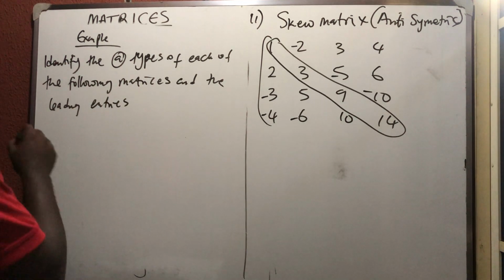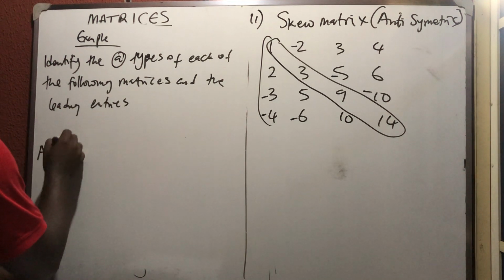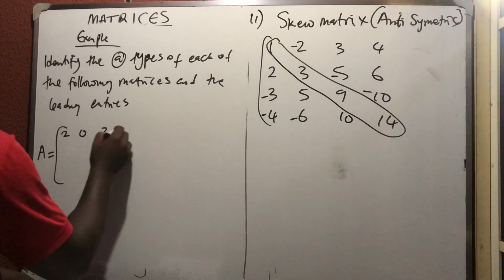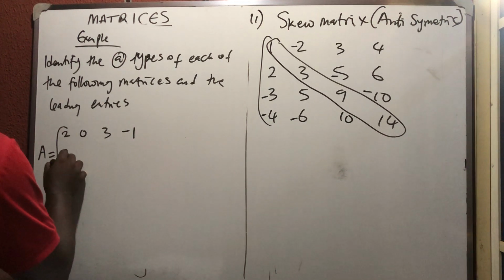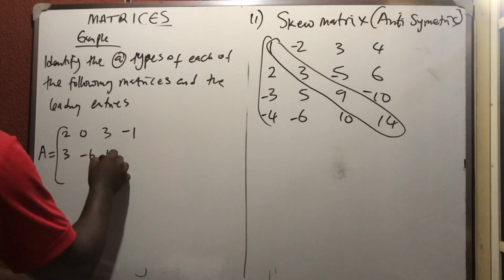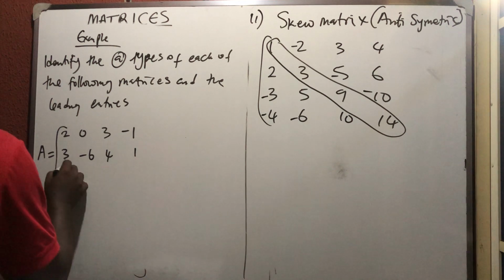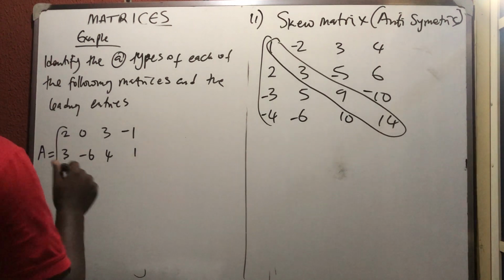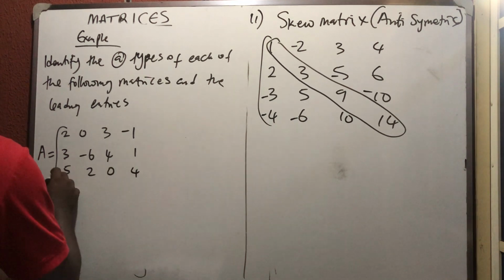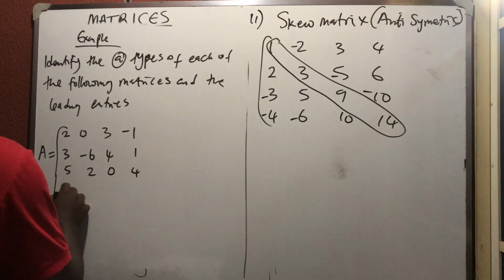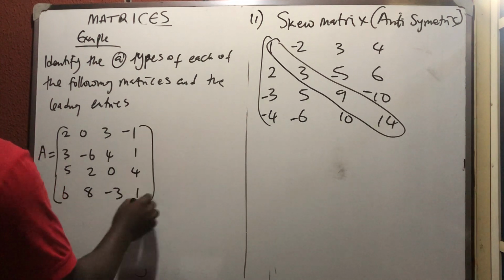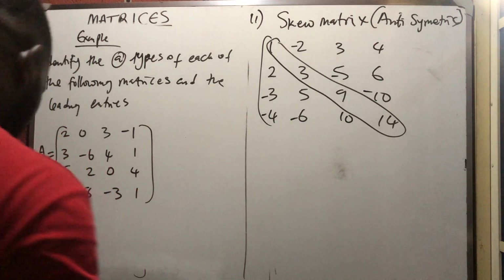So A said: 2 0 3 minus 1, 3 minus 6 4 1, 5 5 2 0, 4 6 8 minus 3 1. Okay, let us identify this one. We'll be doing it one after the other.